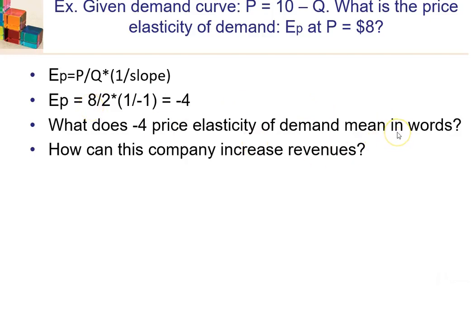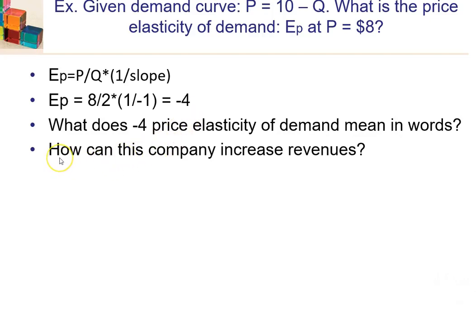What does this mean in words? It means, first, that the demand is elastic. Second, it means that for every 1% price increase, there will be a 4% quantity demand reduction in this good. Or if prices were to decrease by 1%, quantity demanded would increase by 4 times that amount, or 4%.